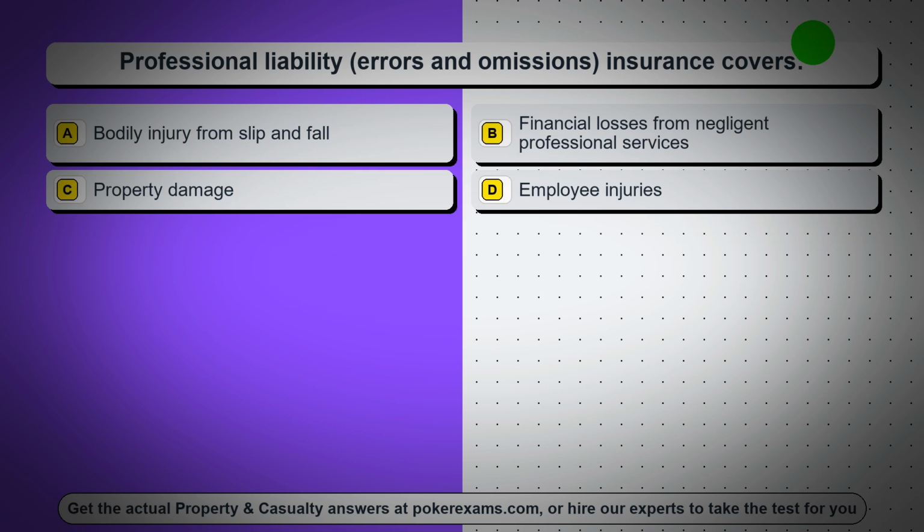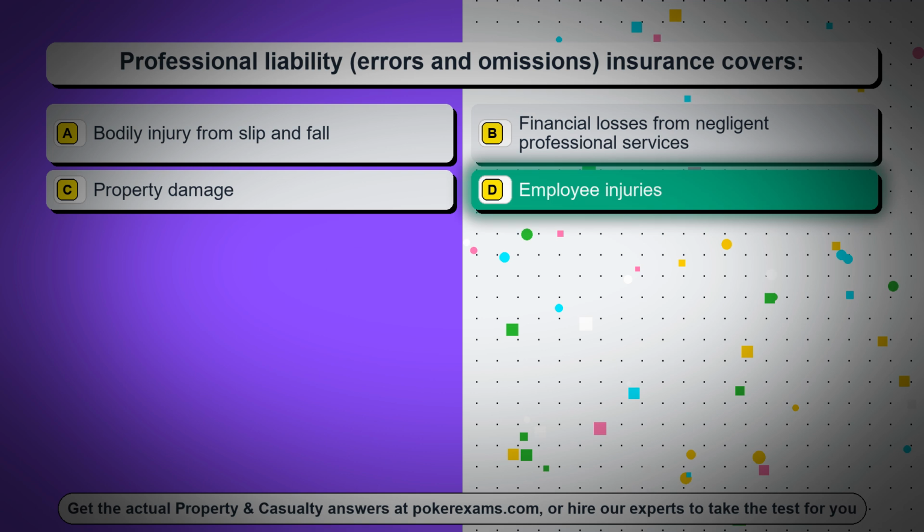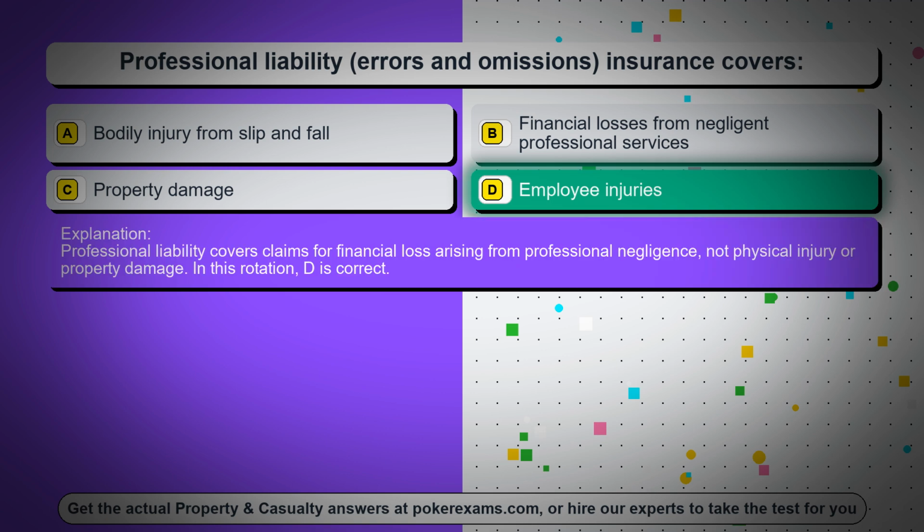Question 58. Professional liability, errors and omissions, insurance covers: Option A, bodily injury from slip and fall. Option B, financial losses from negligent professional services. Option C, property damage. Option D, employee injuries. The correct answer is option D, employee injuries. Professional liability covers claims for financial loss arising from professional negligence, not physical injury or property damage. In this rotation, D is correct.